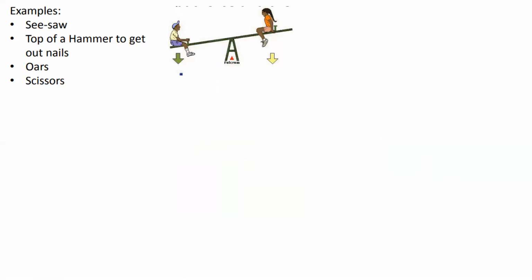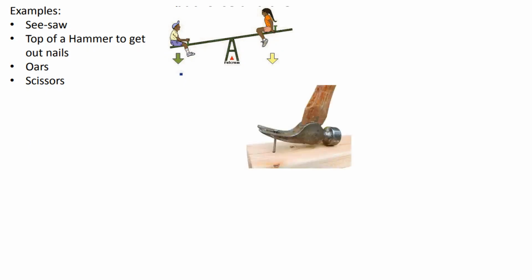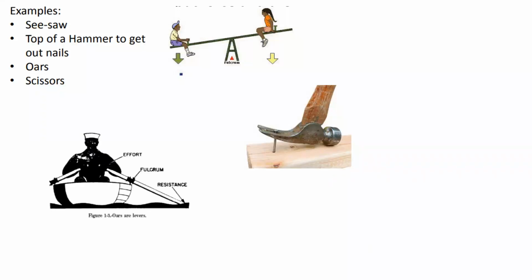I believe here we have 4 examples for the first class lever. The first one is the seesaw. The second one is the top of the hammer to get out nails. Here you have a fixed point, here you have an output, and here you have an input force. And also the oars. As you see, Teacher, where is the fixed point, the fulcrum, in the hammer?